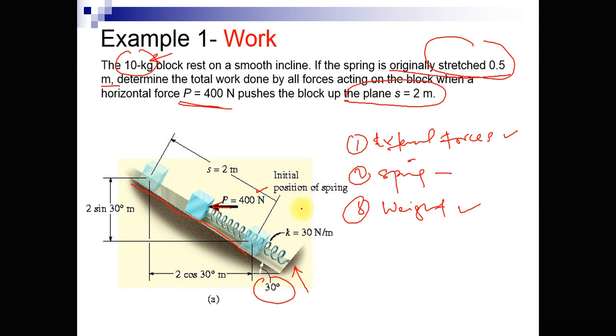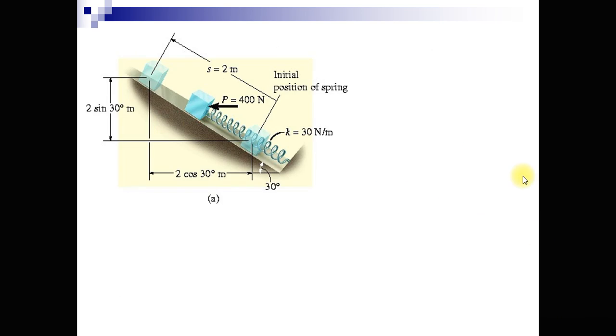So I can say that the total work done, which I put here as UT, is U due to the external forces plus work done due to spring compression or expansion, plus work done due to the weight of the block. So let's look at the first one, the work done by the external forces.